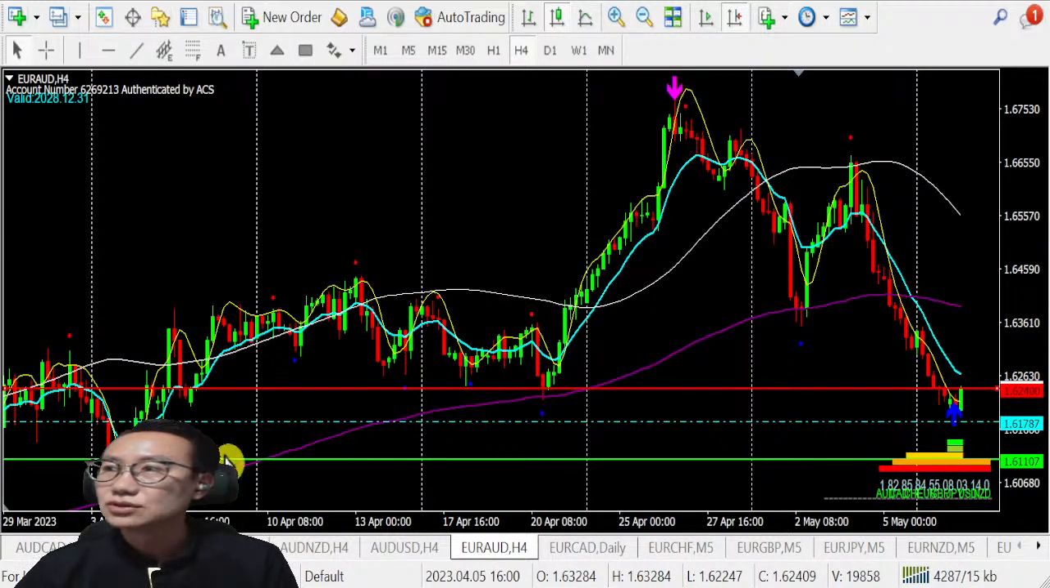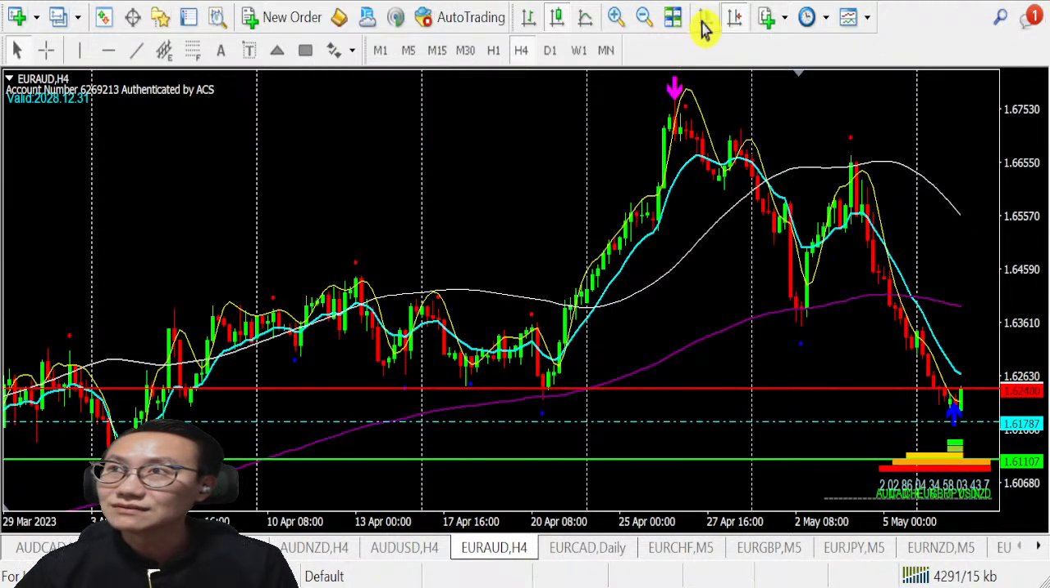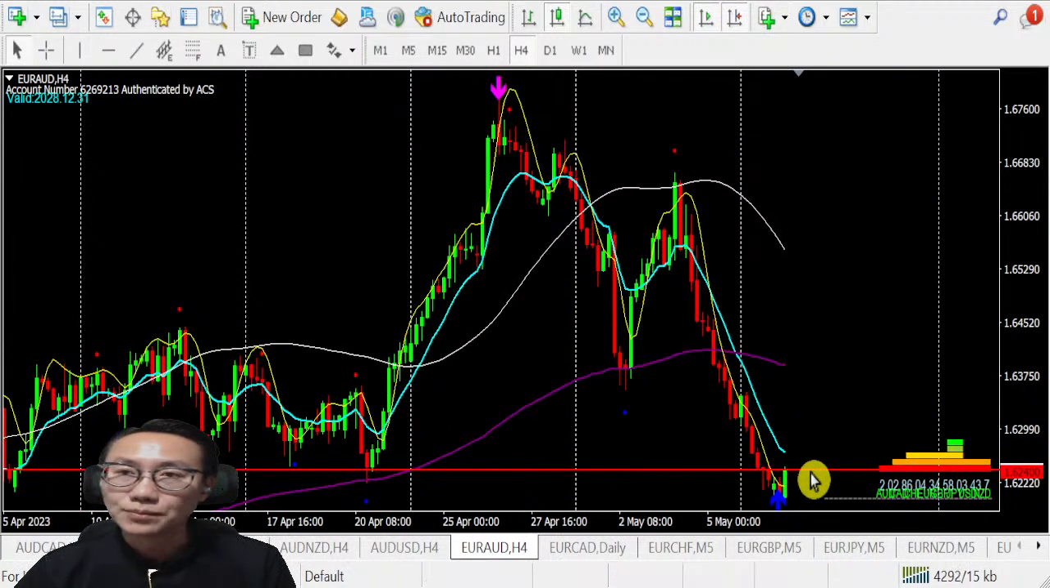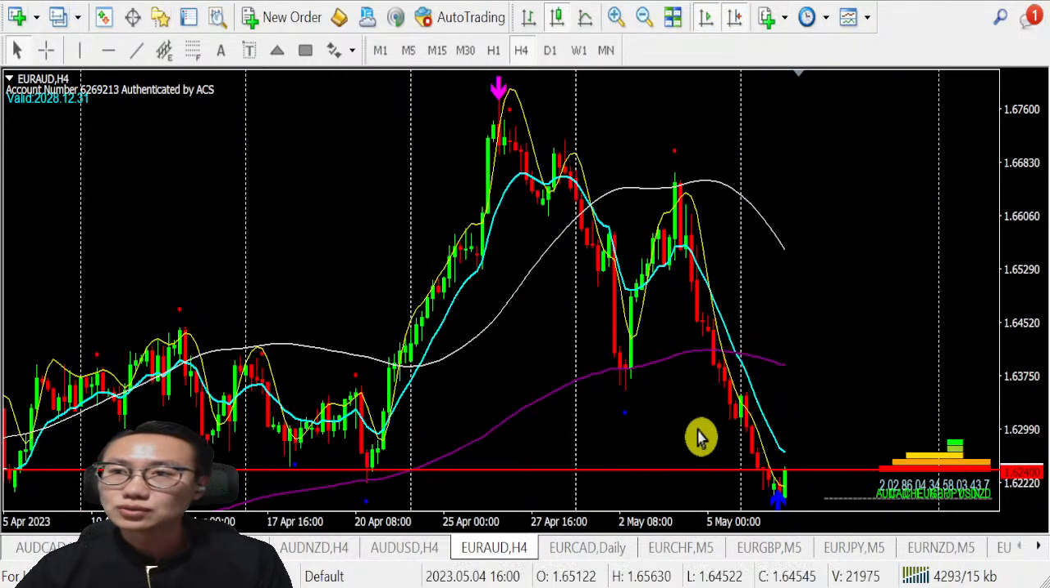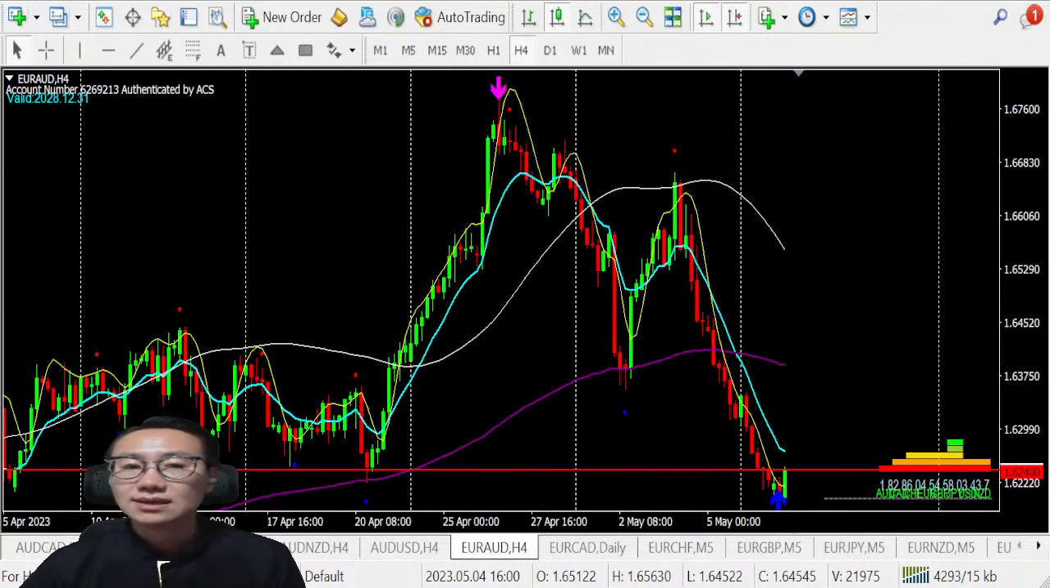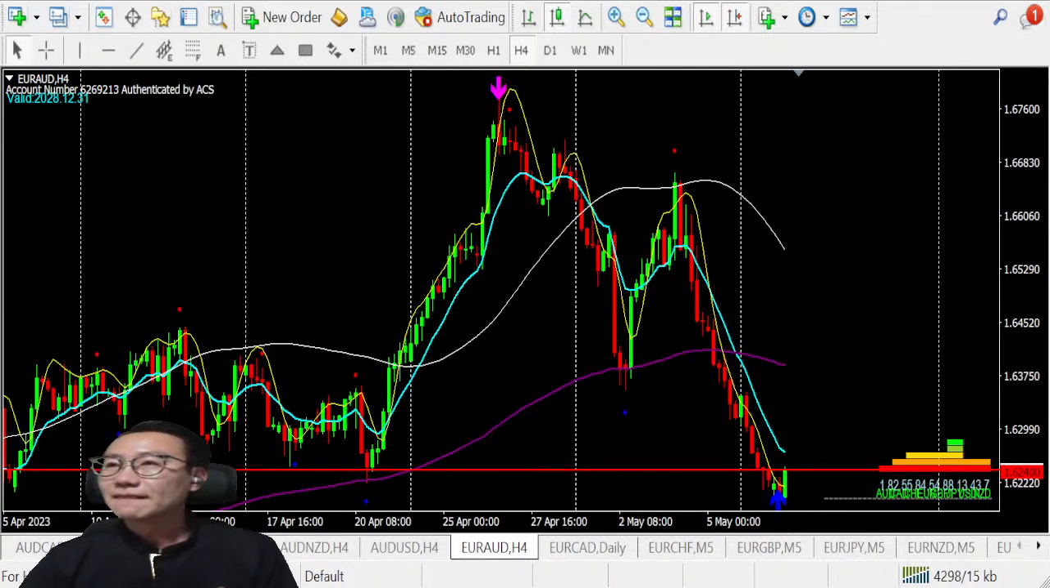I think there will be quite a good chance for Euro Aussie to continue the selling, provided the resistance is able to hold. We can also take note, but this Euro Aussie seems like we need to monitor further before we can go for selling. All right, let's see.